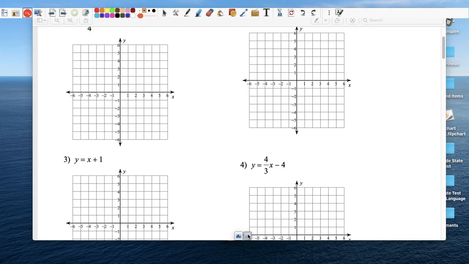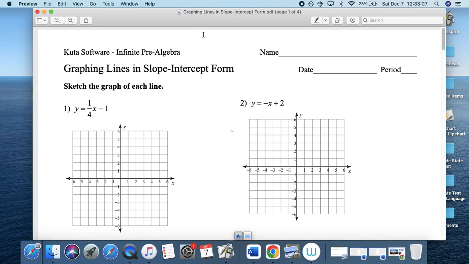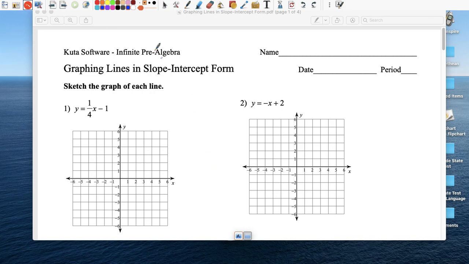Number 1. So, remember, our equation comes in this format. Right?